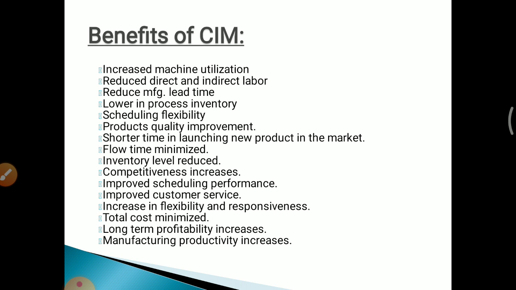The second benefit is reduced direct and indirect labor. As we make use of automation in computer integrated manufacturing, the number of laborers is reduced.